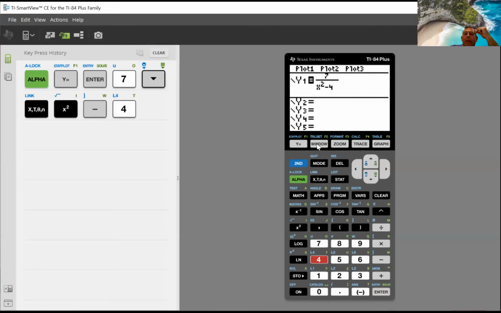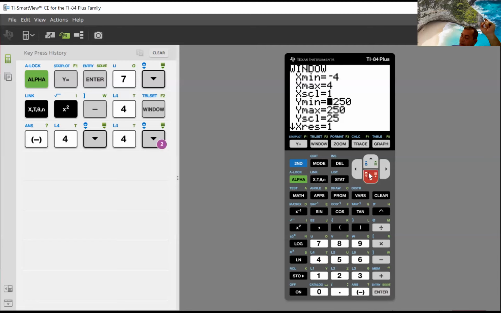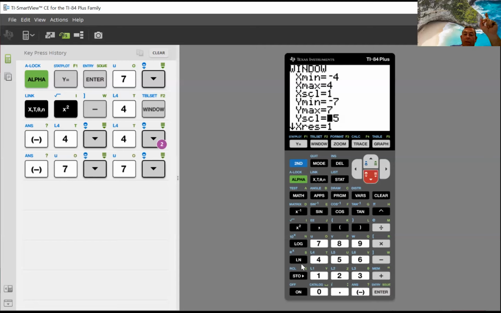All right, so let's go set that window. They had -4 to 4 on the x's, and then -7 to 7 on the y. And I'm going to put the y going by 1 again instead of 25. Ooh, you couldn't even go 25, you only go to 7 on it. So yeah, change that to 1. And let's graph that.